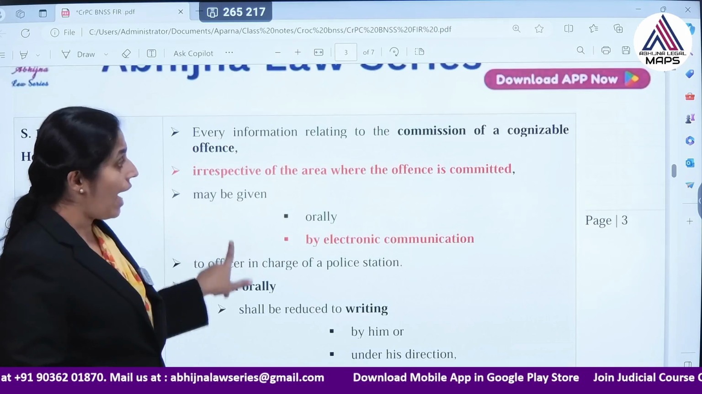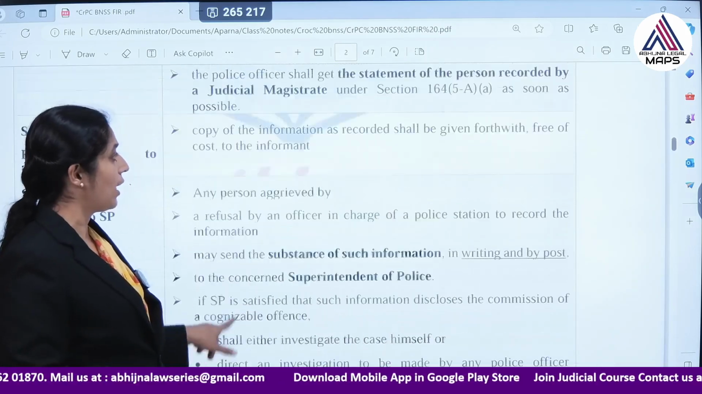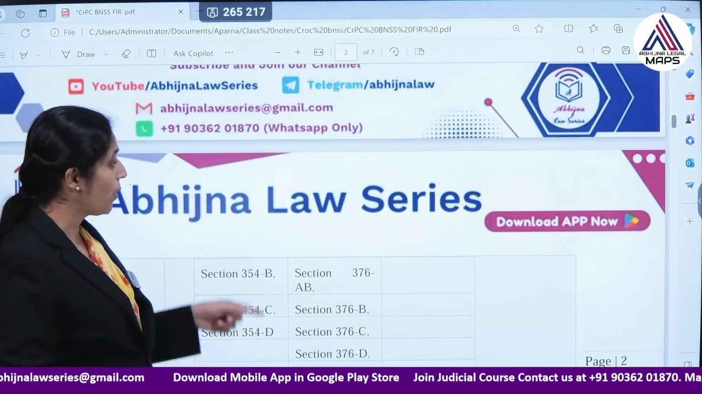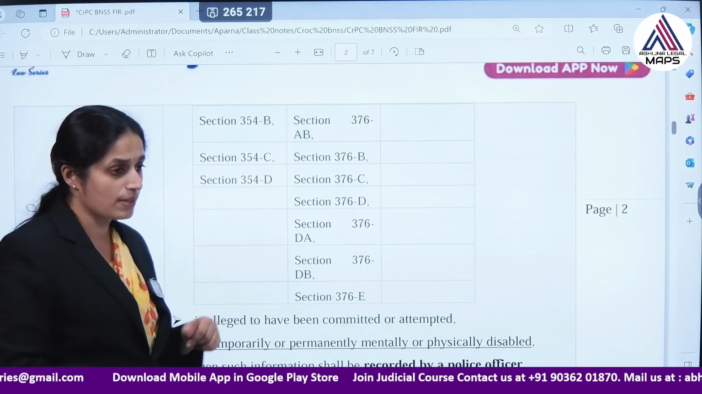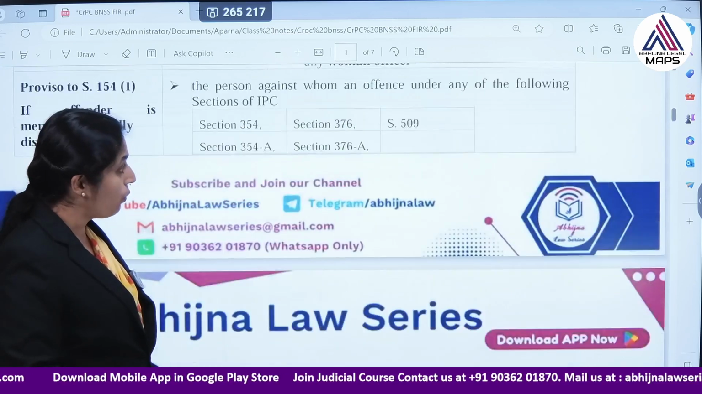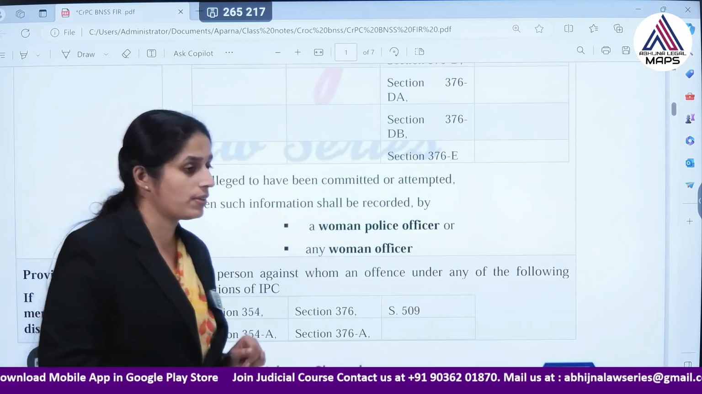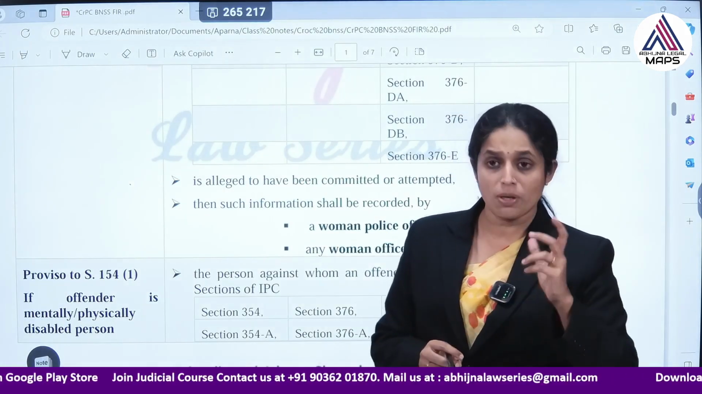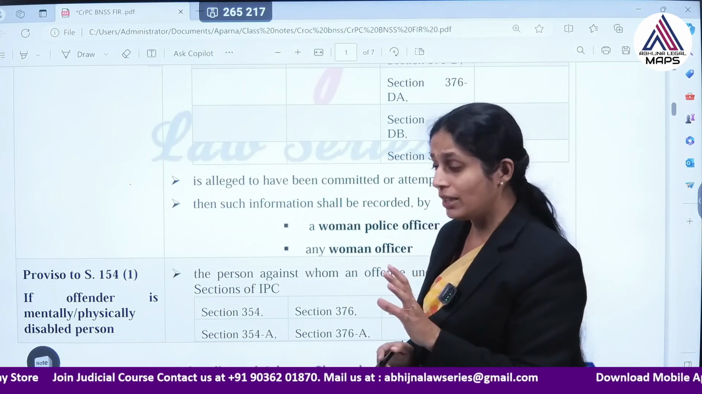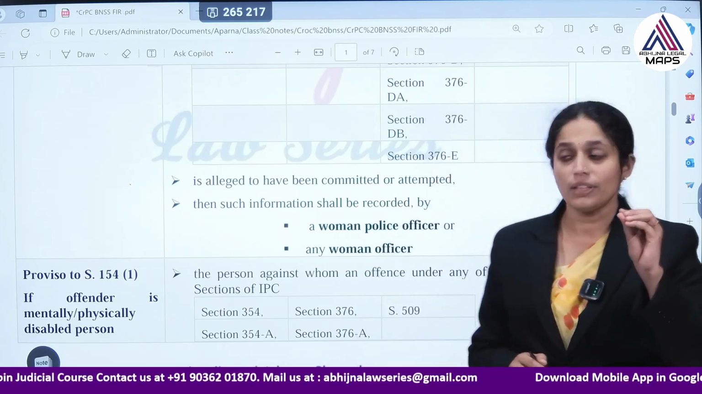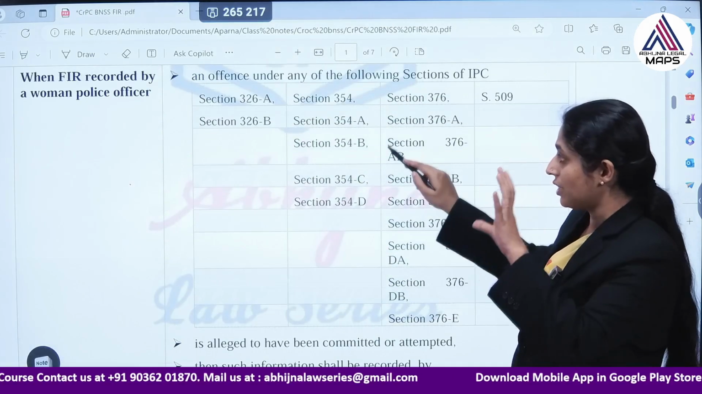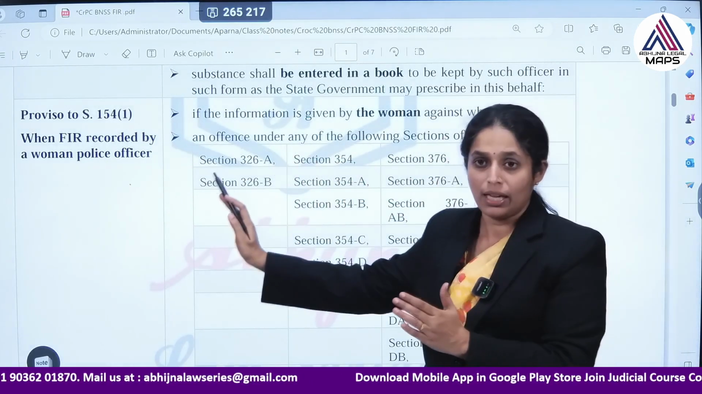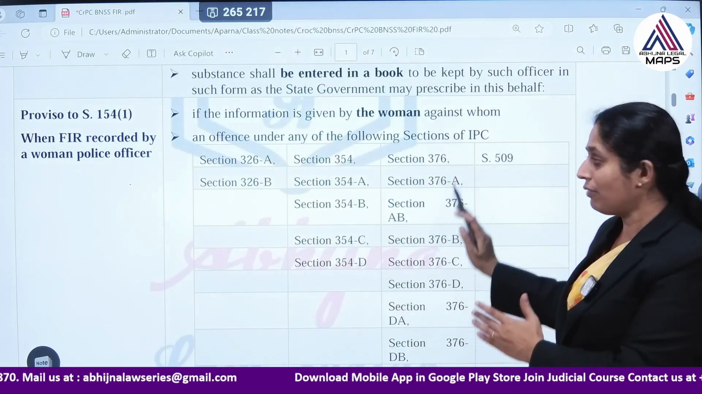Okay. And the next provision, what does it say? It says that a woman police officer has to record some of the offences. Either it could be a woman police officer or a woman officer. This kind of information recording which has to be made by a woman is applicable to some of the offences under certain sections of IPC. So, we can see there are different categories: 326A, 354, 376 and 509.